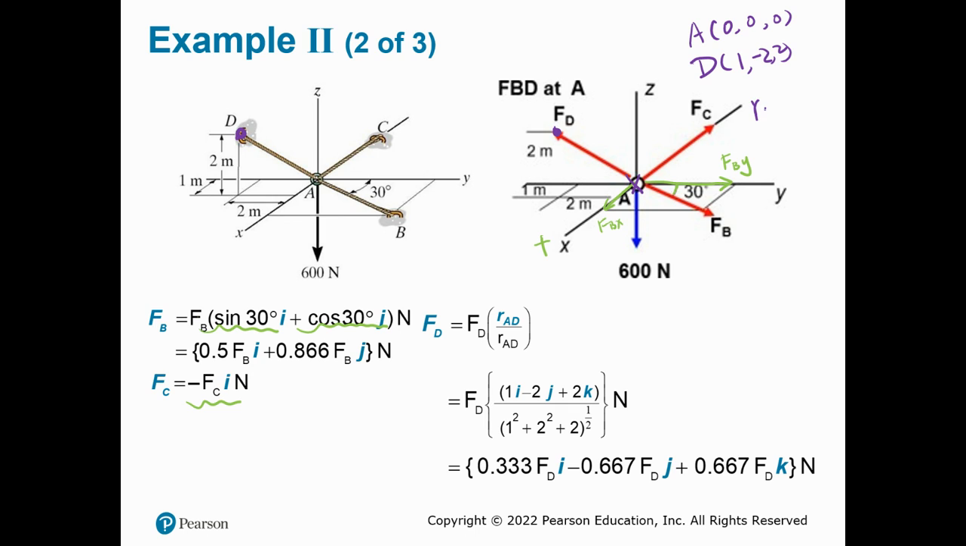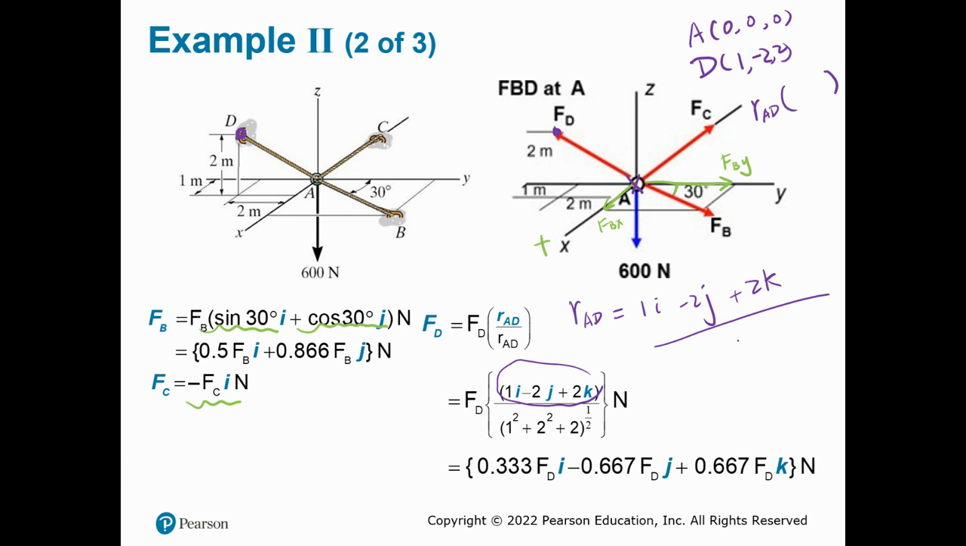So position vector RAD, remember we say ending point minus the starting point, right? Ending point minus the starting point. So you have D minus A. That gives you 1I. D minus A for the J will be negative 2J. And then D minus A for your K, 2 minus 0, that gives you plus 2K. Okay, so that's where that comes from.